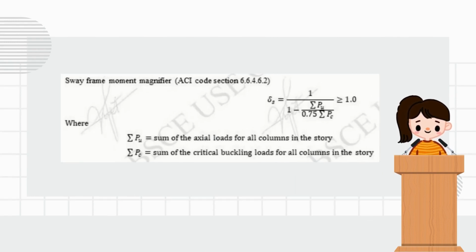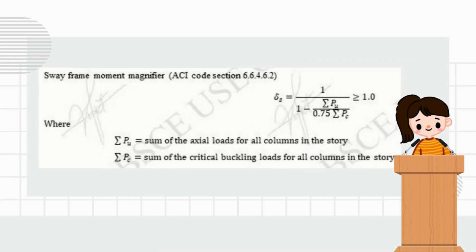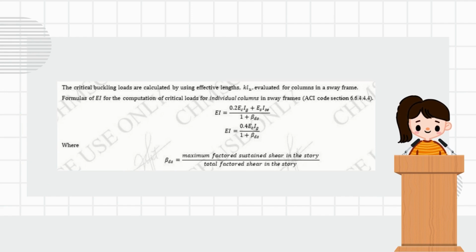For the sway frame moment magnifier, delta S is equal to 1 over 1 minus summation of PU over 0.75 summation of PC, and it should be greater than or equal to 1.0, where summation of PU is the sum of all axial loads of all columns in a story and summation of PC is the sum of all critical buckling loads for all columns in a story. The critical buckling loads are calculated using effective lengths evaluated for columns in a sway frame.